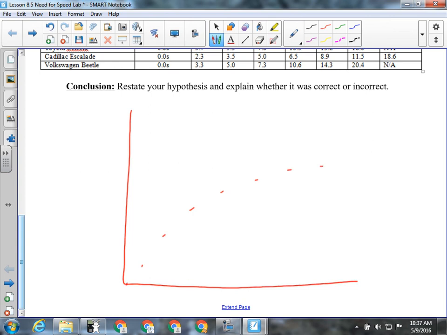Okay, the points are going to do that. They're going to flatten. That's just how cars accelerate. They don't accelerate as well in their top gears as they do in their lower gears. You still want a linear fit on here.